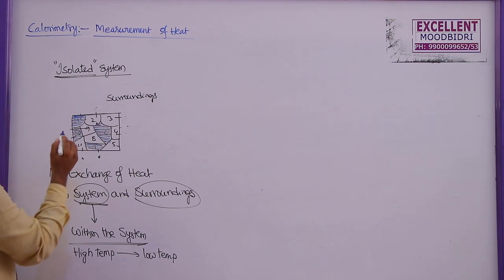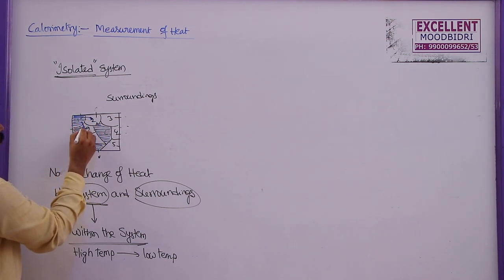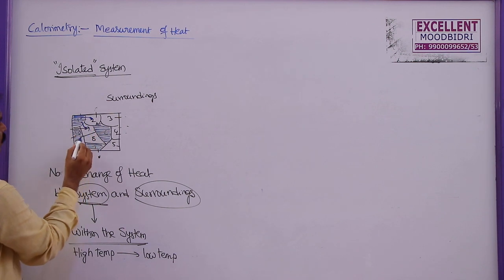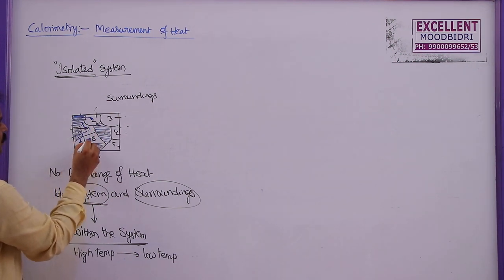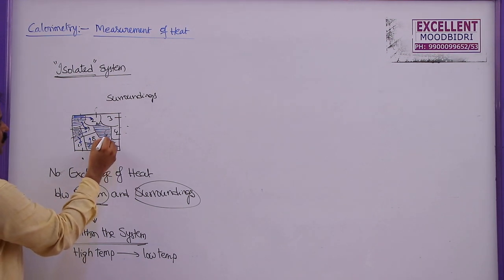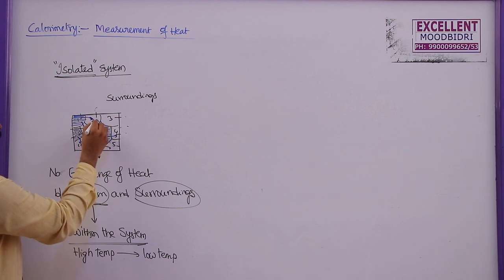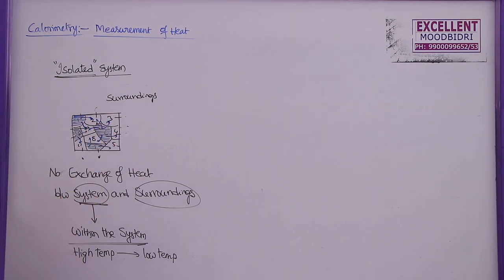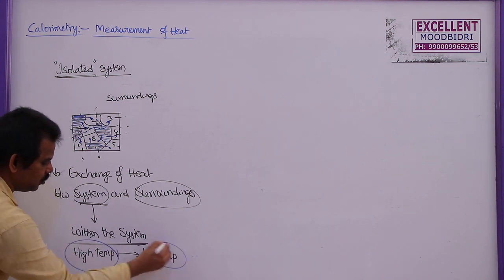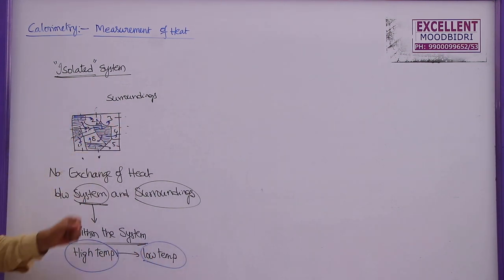Possibility of heat exchanges: heat flows from 1 to 2, 1 to 9, maybe 10 to 9, 10 to 11, 7 to 8, 7 to 5, 6 to 4, 6 to 8, 6 to 9, 6 to 2, 6 to 3. So heat always flows from high temperature region to low temperature region within this body.